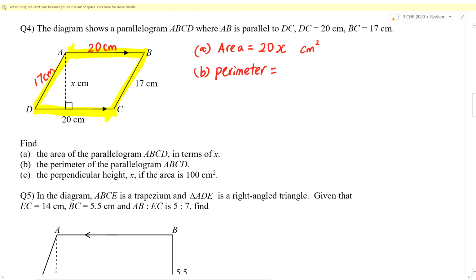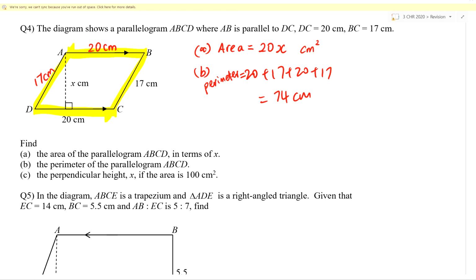equals to, okay, for those of you who have actually just calculated 20, 17, 17, 20, make sure you write what you are calculating. Tell me what you're finding. Make sure you have this word, perimeter equals to. Do not just give me 20 plus 17 plus 20 plus 17 equals to 74. If you just give me 74 cm like this, I do not know what you're doing. You have to tell me perimeter equals to. Now it becomes complete.